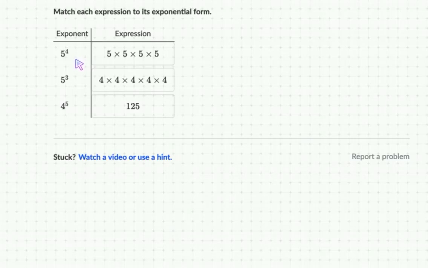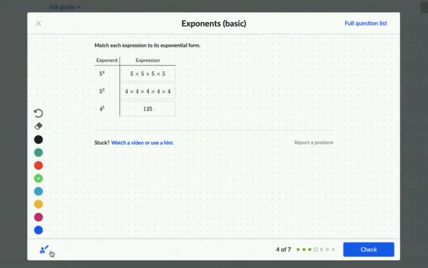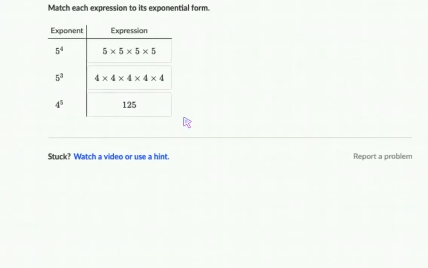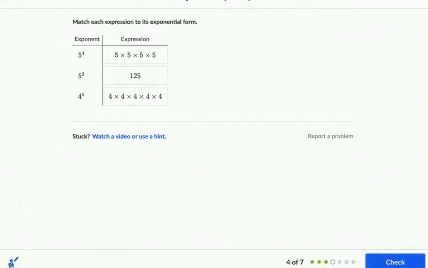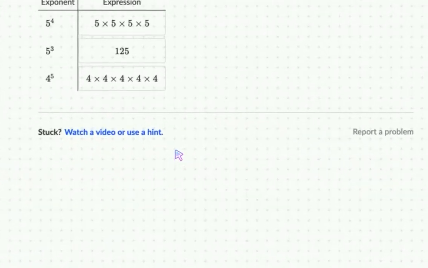All right, let's see. For this one, I am going to start by eliminating some stuff. So obviously this one has to match up with 4 to the 5th power because it's the only one with 4 as its base. And let me just double check that there's 5 of those 4s: 1, 2, 3, 4, 5. Got it. Good. The other 2 have the same base numbers. I'm going to have to do a little bit more digging here.